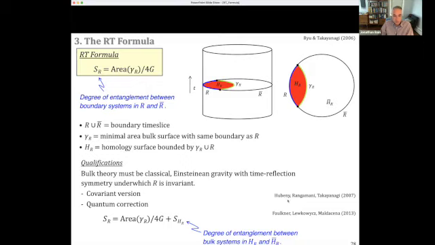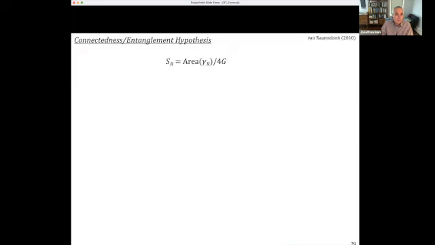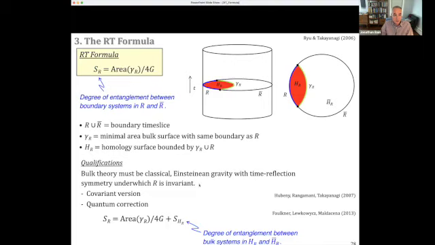This was given in an article by Hubeny and colleagues. Moreover, an additional term on the right-hand side of the equation can be added, what's called a quantum correction term, that roughly represents the entanglement entropy of a bulk system with respect to degrees of freedom supported on H sub R. This quantum correction was derived in an article by Faulkner and colleagues in 2013. All right, so that's the RT formula, some motivations for it, and some slight extensions of it.